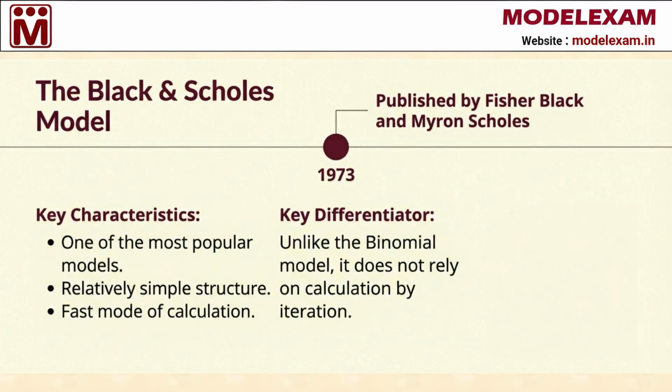Next, we move on to the Black-Scholes model. This model was published in the year 1973 by Fisher Black and Myron Scholes. It is famous for being one of the most popular and fast ways to calculate option prices. The biggest difference here is that, unlike the binomial model, it does not need to repeat calculations over and over to find the answer, which makes it much quicker to use.